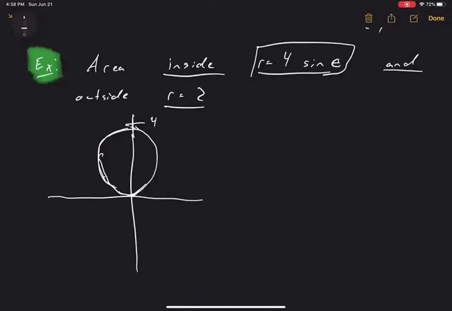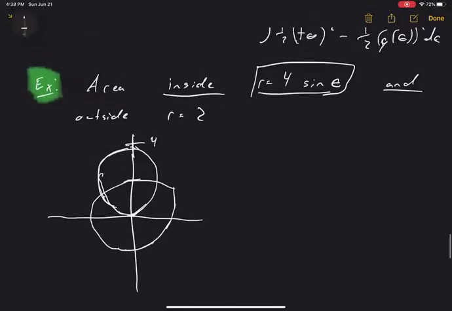What about the curve r equals 2? That's just a circle with radius 2 centered at the origin. So it looks like this. These are my two curves. Now let's look at what they're asking for. They want the area inside this curve, which would be all of that. But then we want outside r equals 2, so we don't want this stuff here. The area we're looking for is just that shaded region.